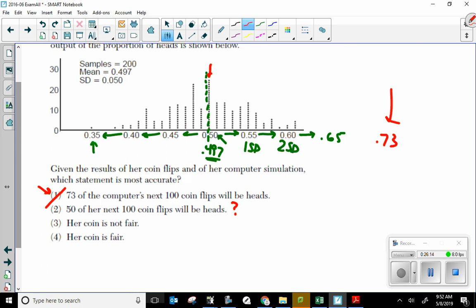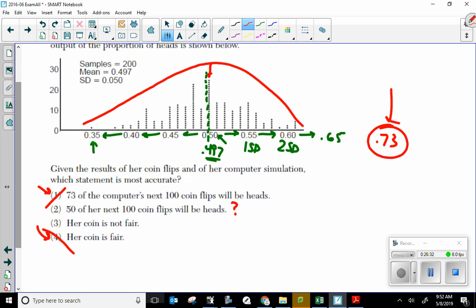Okay, her coin is fair. I'm going to go right to number 4. Her coin is not fair because she actually got this. That is not on the spectrum of possibilities. No way. Her coin is not fair. So here's what we got to do. It's between 2 and 3.